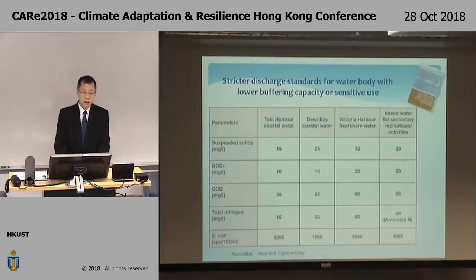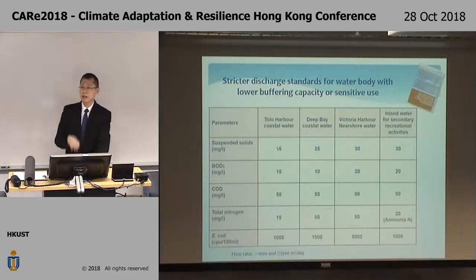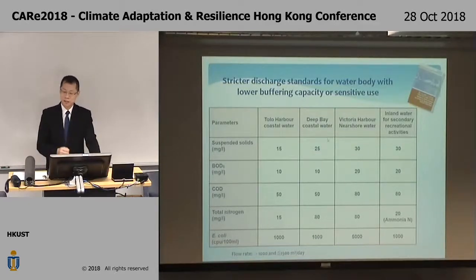I purposely include this table just to illustrate the concept of beneficial use. You can see that different water bodies have different standards. So, if you want to set up an operation, you may be interested to know the standard for that particular location. For example, for suspended solids, you cannot exceed 15 mg per liter if you are going to discharge into Tolo Harbour. But if you are in Deep Bay or coastal waters, the standard is slightly less stringent. For Victoria Harbour, it's even slightly less stringent.